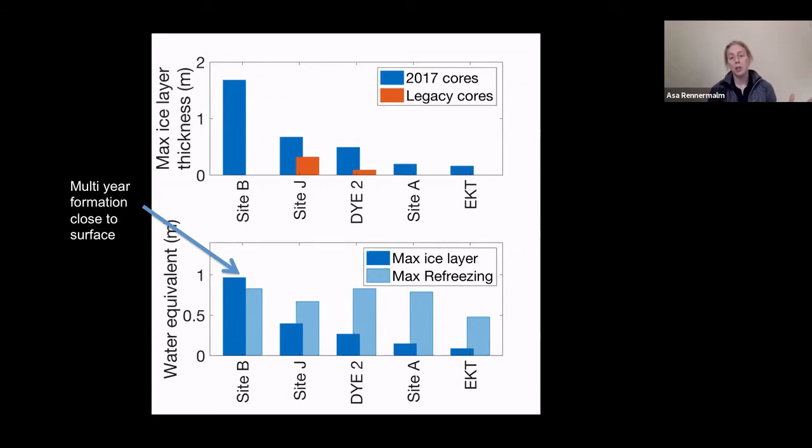And I haven't shown you this, but this ice layer at site B is also formed very close to the surface. It's within 3 meters of the surface, whereas at all the other sites, the thickest ice layer is much deeper below the surface. So it's also the place where it's close enough to the surface that it could possibly have an impact in capping off the porous firn below it.